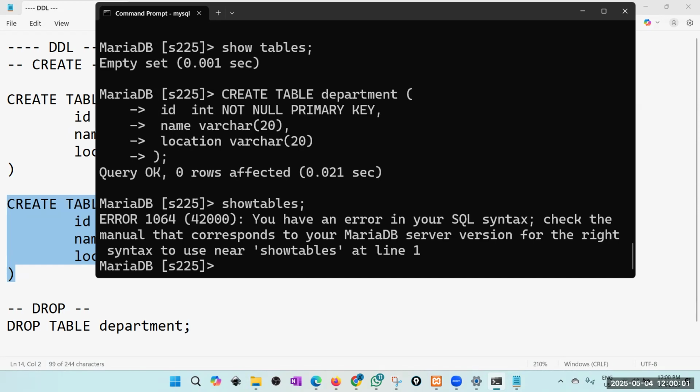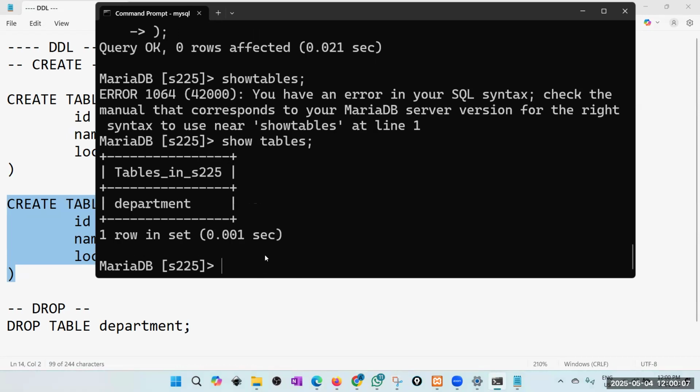Sorry, show tables, two words. Department. Now, if you want to see the structure of the table, this again is a MySQL command, you can type des for describe. Des is the shorter version, des, and the table name, department.